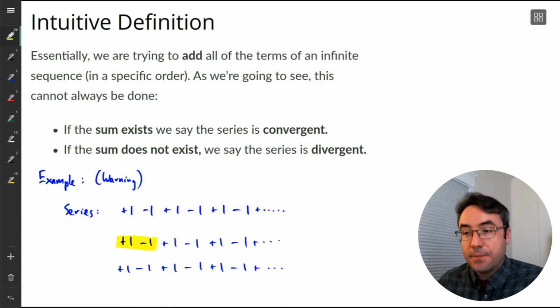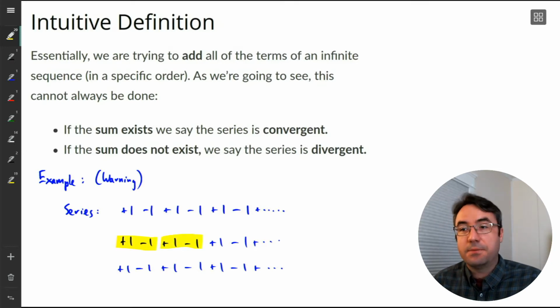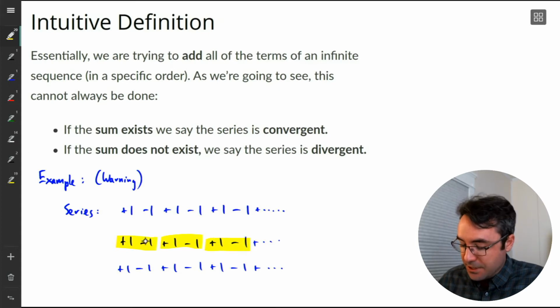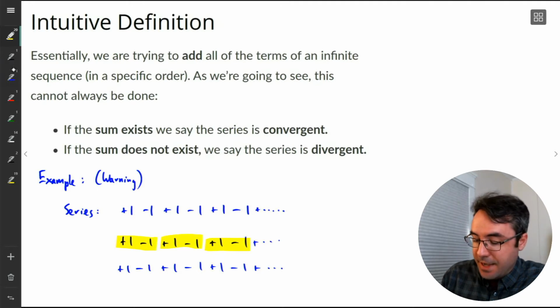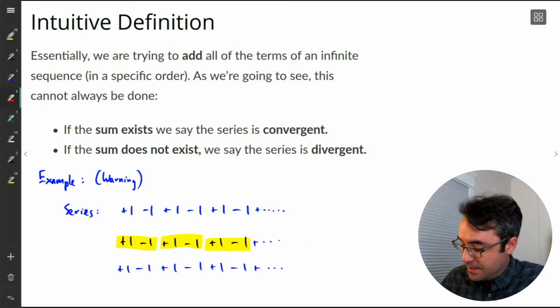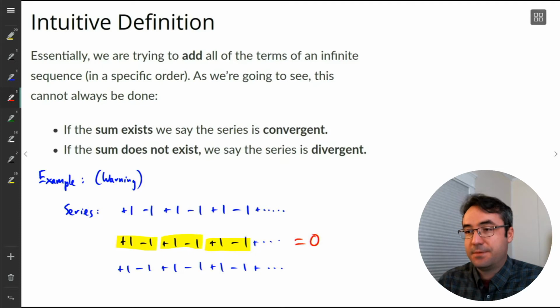We get 0. Then let's add up these two terms, plus 1, minus 1. We get 0. Then do it again, plus 1, minus 1. What do we get? We get 0. And so if we pair things up like this, we get 0, 0, 0. So essentially, we just have a whole bunch of zeros that we're adding together. And we would expect, does this equal 0?